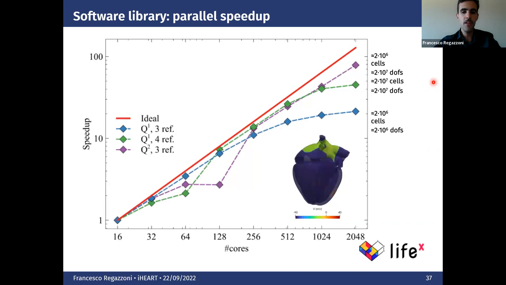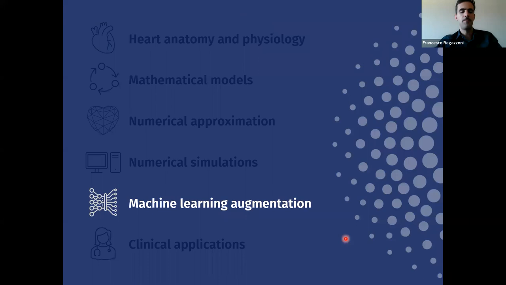And just one slide on tests that we do on the software. The software is a parallel one. It is able to be run on many computational cores simultaneously. And one test that is typically done is that of speed up. So we test that if we increase the number of cores, then the time taken by the software to run decreases. And here we tested that our software scales very well up to thousands of cores.